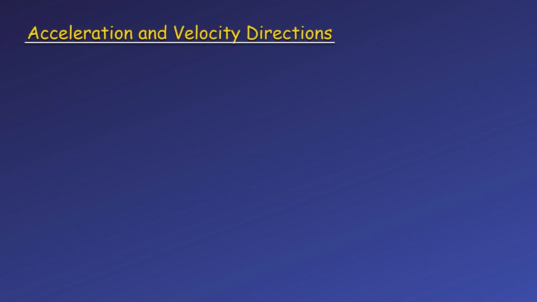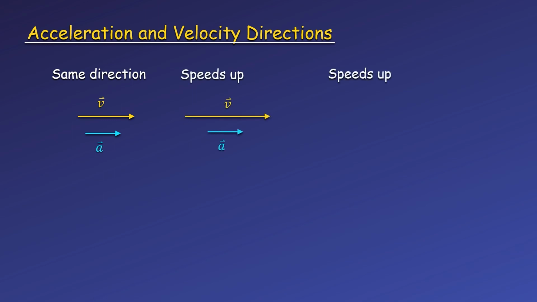Let's quickly look at directions of velocity and acceleration, since these are easy to confuse. When velocity and acceleration are in the same direction, the object is accelerating in the same direction that it is already moving, so it speeds up. We represent this with a longer arrow. And if the acceleration is constant, the length or speed will continue to increase in the same direction.